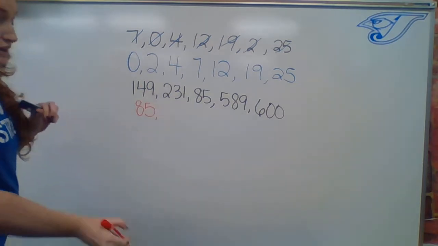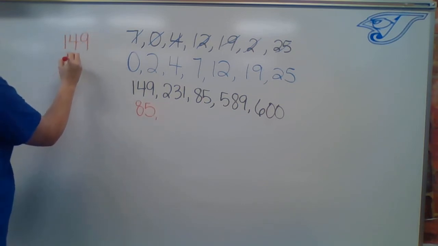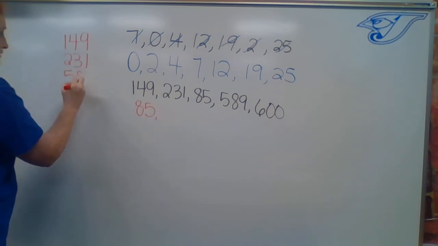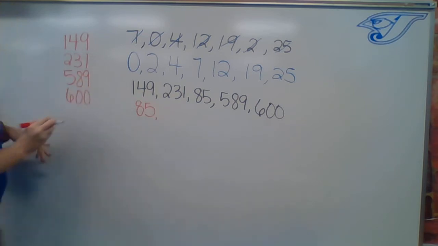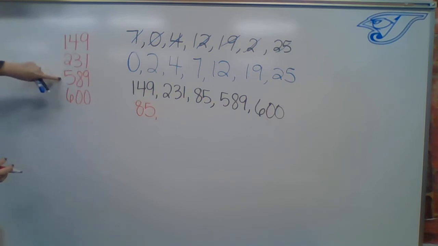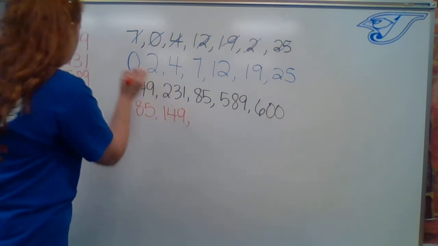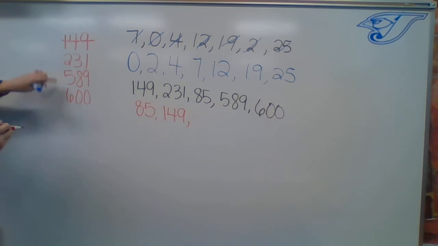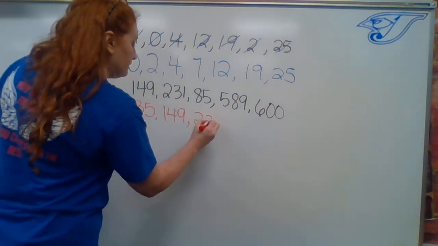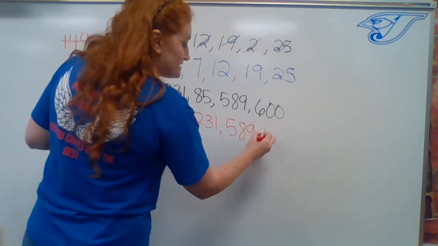Now, if you want to be really sure that you are looking at each digit carefully, you can stack your numbers like this. When you're comparing numbers in order to order them, you always want to start with the biggest place value. In this case, it is the hundreds place. So I'm going to go straight down. 1, 2, 5, 6. We already know that 149 is smaller than the rest of these. So we're going to write 149 next, right here. I've used it, so I'm going to cross it out. Then next, comparing the hundreds place, we can see 231. And then next, 589. And then last is 600.